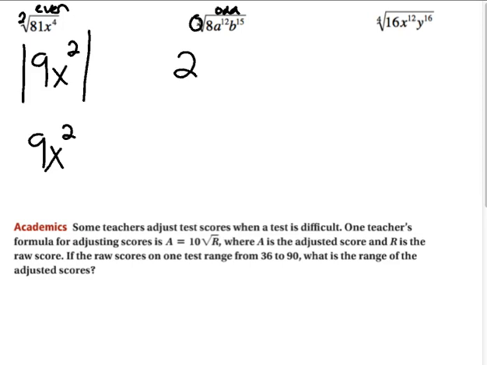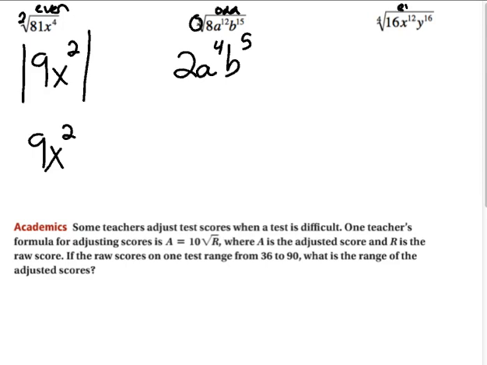How many times can 3 go into 12? Well, 3 times 4 is 12. How many times can 3 go into 15? Well, 3 times 5 is 15. And of course, this one is odd, so I don't have to be concerned with the absolute value. You never have to worry about it if you're dealing with an odd root.